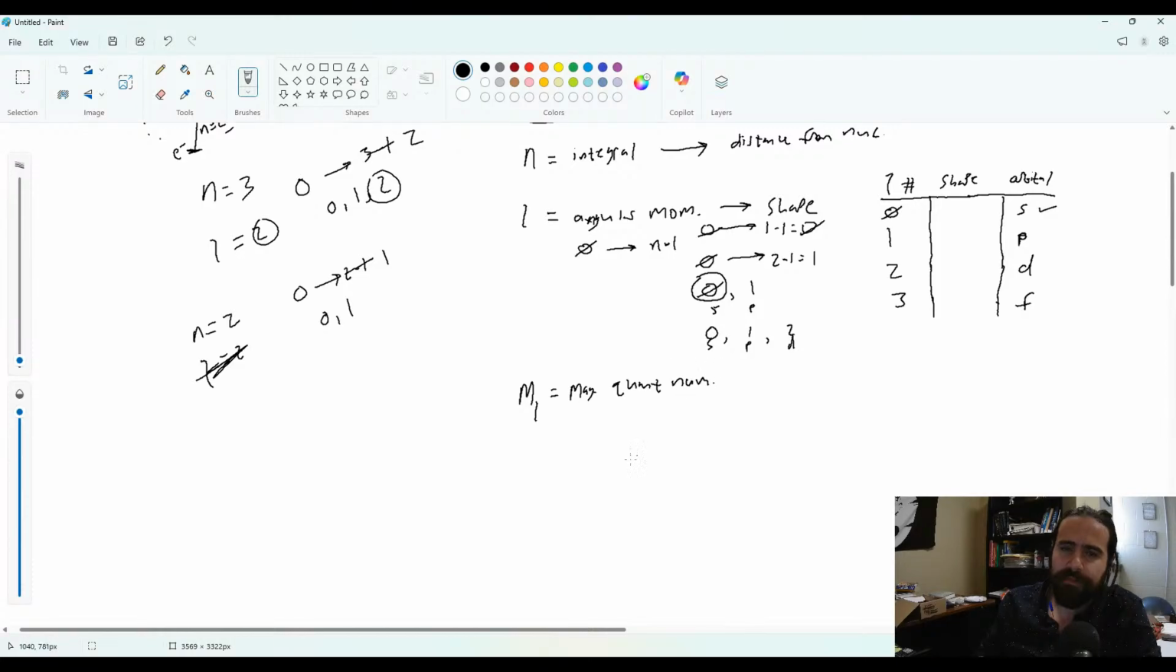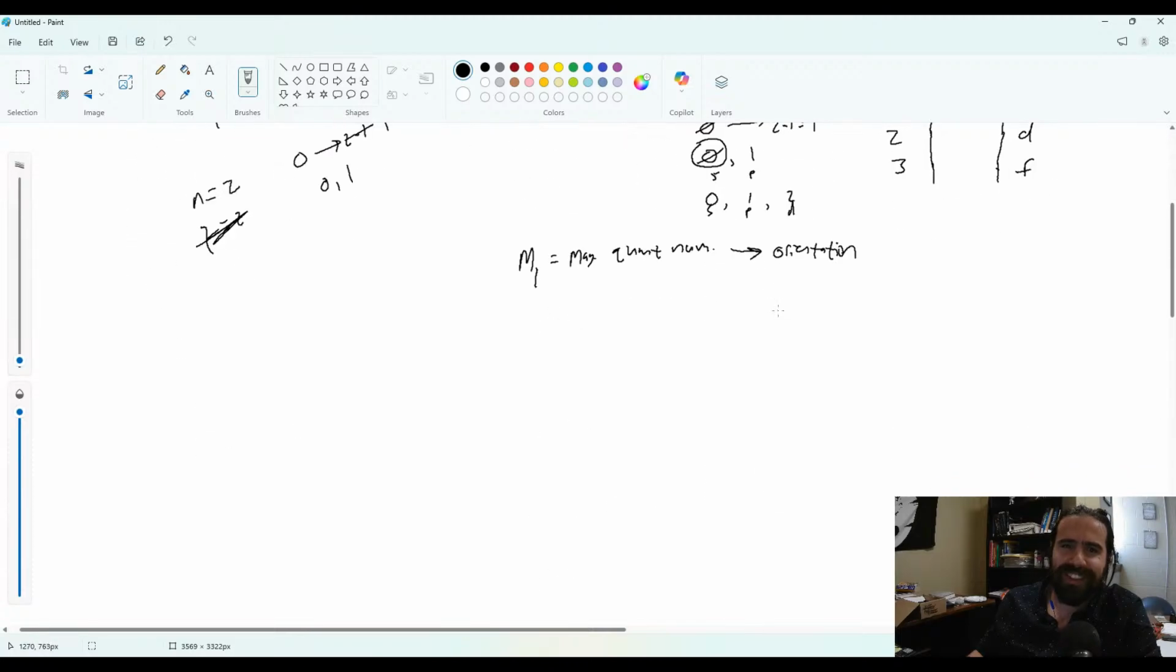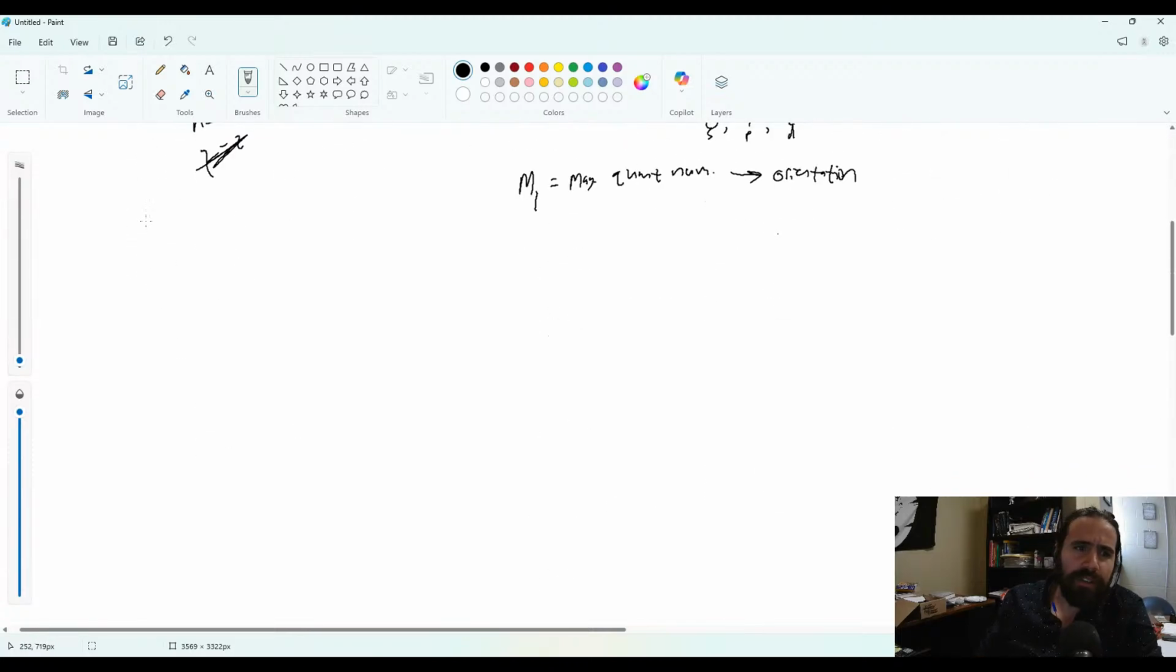Okay. Now, the magnetic quantum number, think about this as more the orientation of the shape. So if L was the shape, then this is the orientation of the shape. Let me give you an example of what I mean. Okay. So our p orbitals, I'm going to scroll down a little bit. Our p orbitals look a little something like this. They're like a little dumbbell.